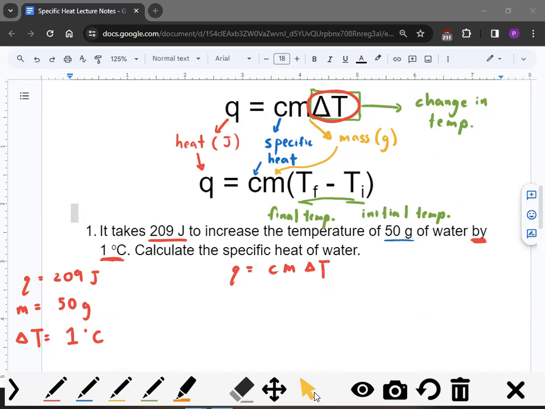All right, so let's plug our numbers into the equation, and then after that, we'll solve. Okay, so let's plug in our number for Q. Q is 209, so we're going to plug in 209 joules equals. We are looking for specific heat because that's the only one we don't have a number for. Also, the question says, what is the specific heat? So we're solving for C. Our number for M is 50 grams, so we're going to plug in 50 grams. And then the delta T is 1 degree Celsius.